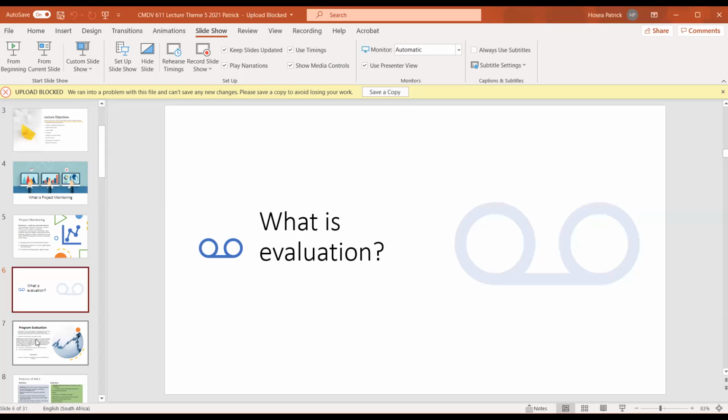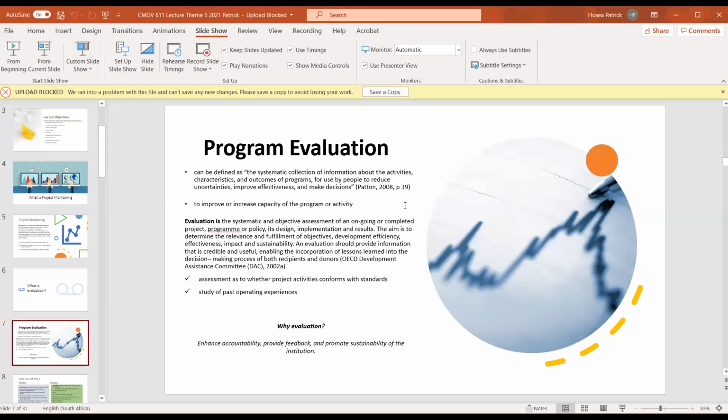Okay, so let's give some definitions as relating to evaluation. So when we talk about program evaluation, it can be defined as the systematic collection of information about the activities, characteristics, and outcomes of projects for use by people to reduce uncertainty, right? I think one of you raised this now. To reduce uncertainty and to improve effectiveness, right? So when we talk about evaluation, we're talking about improving and increasing the capacity of program activity. Under evaluation, we are assessing the program activity.